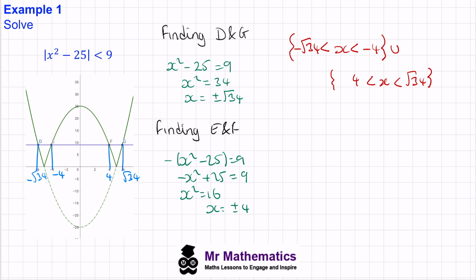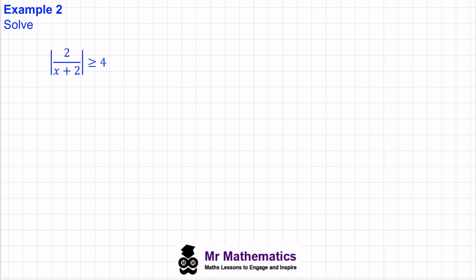And in example 2, we're going to look at fractional inequalities with a modulus function. So in example 2, we've been asked to solve a modulus of 2 over x plus 2 being greater than or equal to 4. So again, the first thing we're going to do is sketch a graph. So if we say let y equal 2 over x plus 2, we know we'll have an asymptote at x equal negative 2. Because at negative 2, this becomes 0, and 2 divided by 0 is undefined.